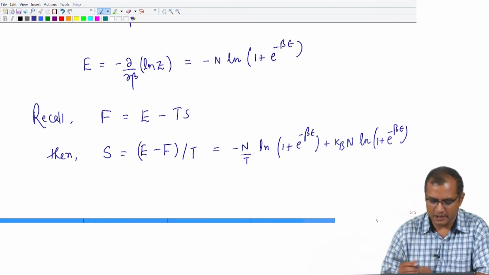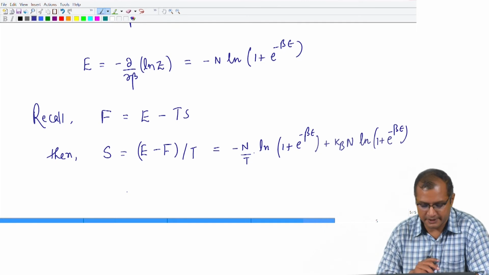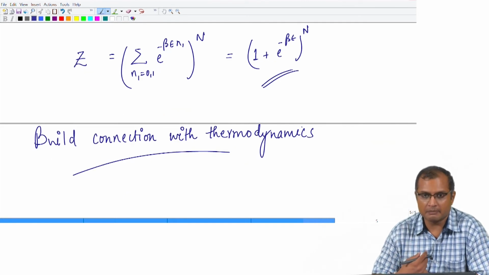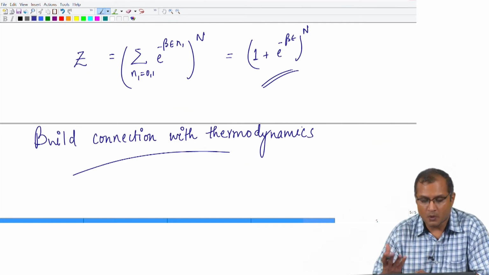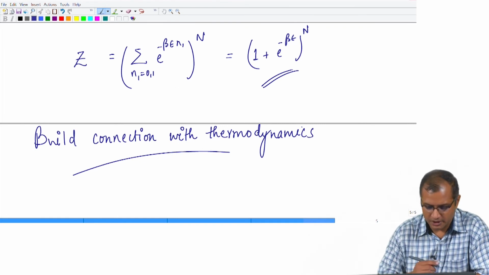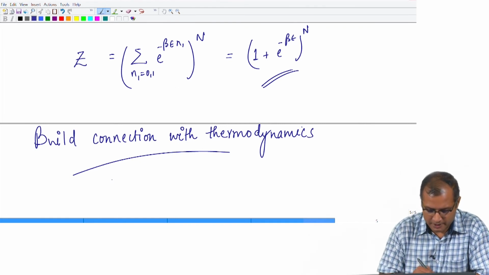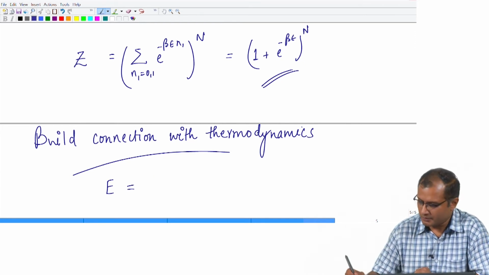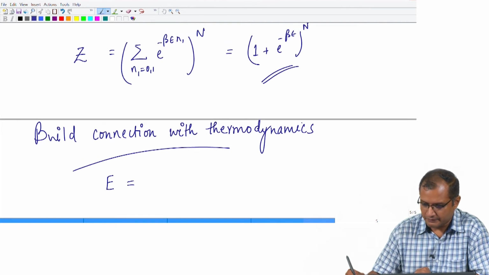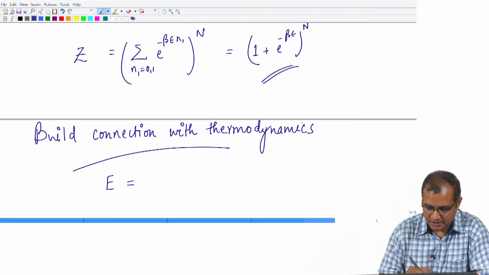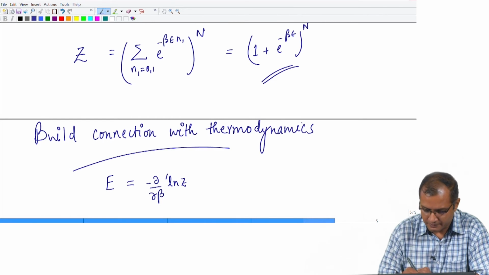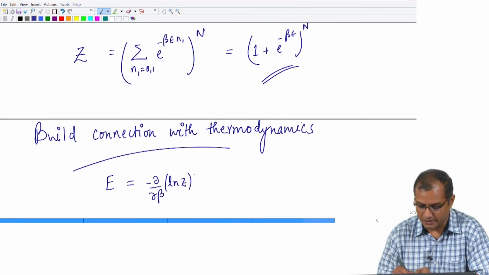So, basically what I mean by this connection is that I want to derive some thermodynamic quantities from the partition function. The first quantity that comes to my mind, as always, is energy, and I know the average energy of the system from statistical mechanics is nothing but the negative derivative of the logarithm of the partition function, like we just derived in the last discussion.